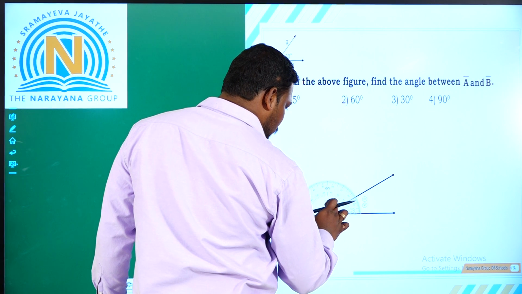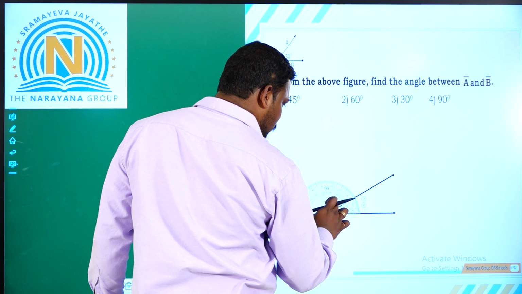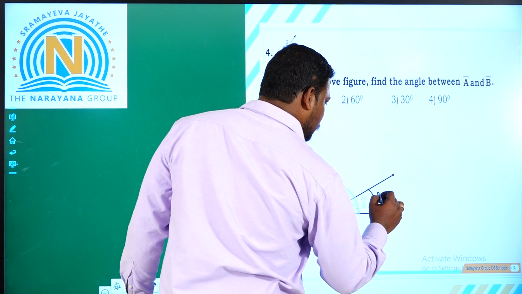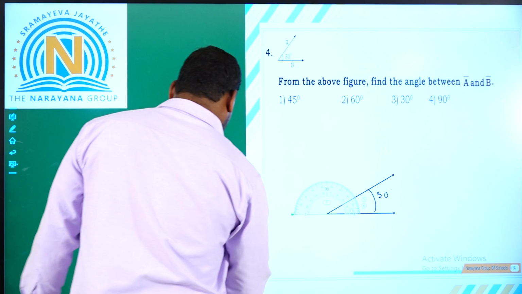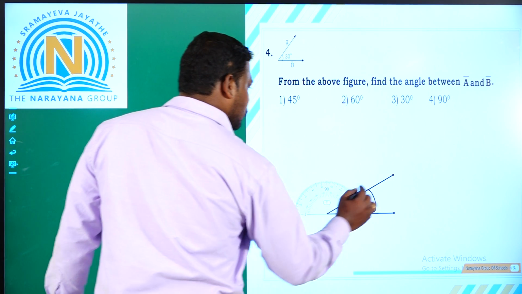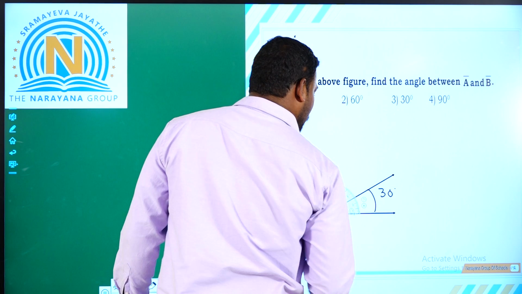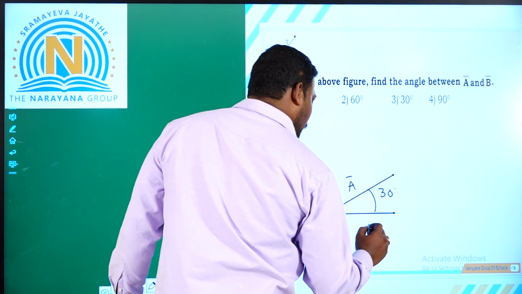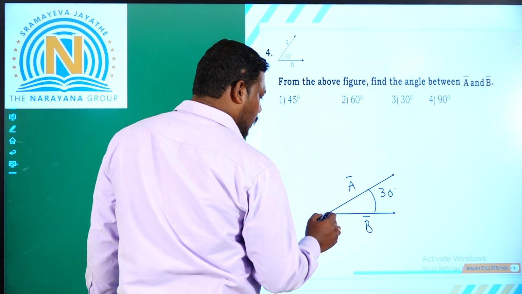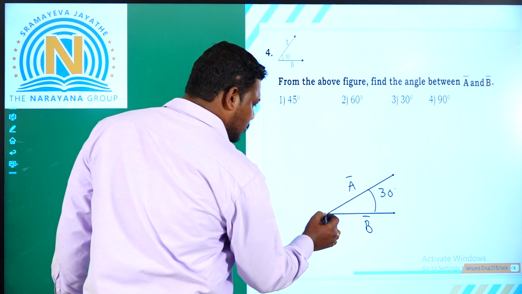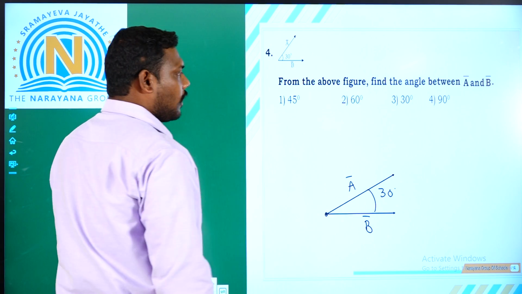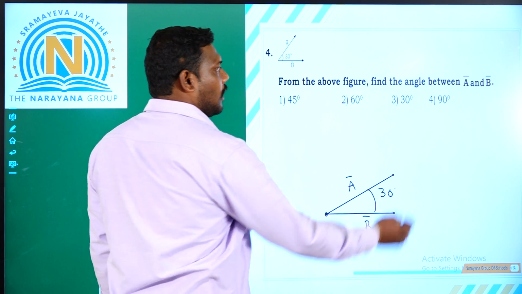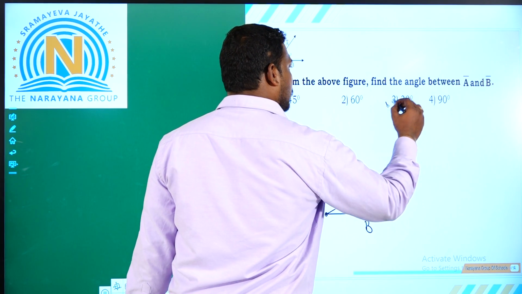This would be around 30 degrees. So angle here is 30 degrees, when they are connected tail to tail, right? A vector and B vector are joined at their tails. Okay, so they make an angle 30. So from the figure, the angle between A and B vector is 30 degrees.